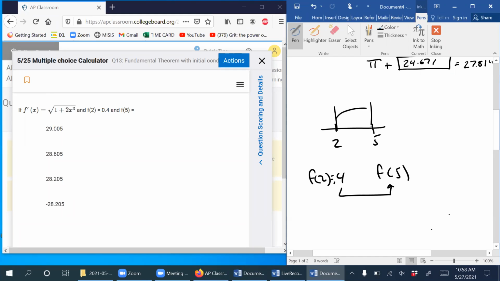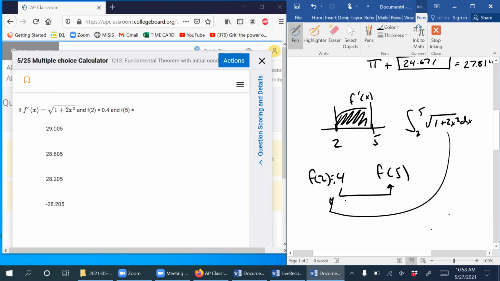Well, the change is just the integral, the cumulative change. This is f prime of x. So the integral from 2 to 5 of the square root of 1 plus 2x cubed dx. Plug that in a calculator, and then add that to 0.4. So let's go ahead and do that. So 0.4 plus my change, math 9, from 2 to 5 of the square root of 1 plus 2x cubed dx. And we're looking at 28.605. Adding 0.4 to that is going to be 29.005.